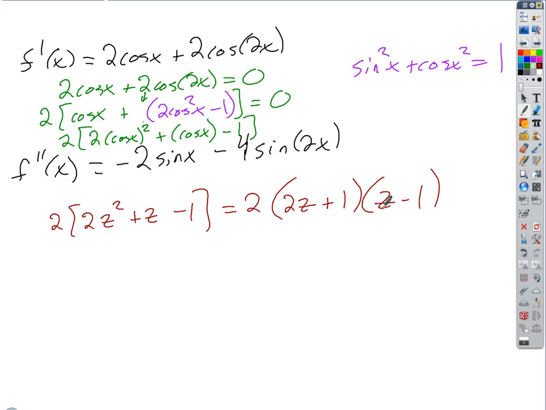Okay, but we don't have z's. We have cosines, right? So this is really equal to 2 cosine x. I think the plus and minuses are wrong. It's supposed to be minus z minus 1 and z plus. Oh, yeah, you're right. I could be wrong. So that should be minus. That should be plus. Yeah, that's right.